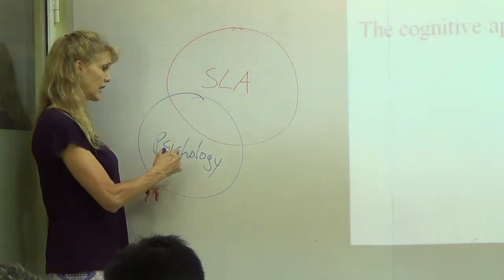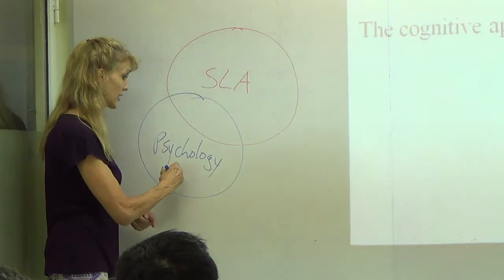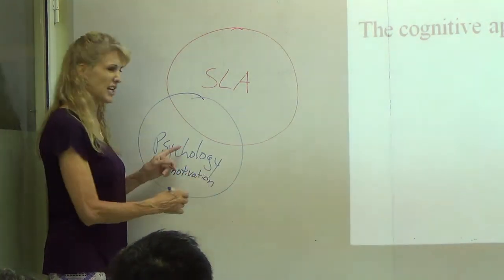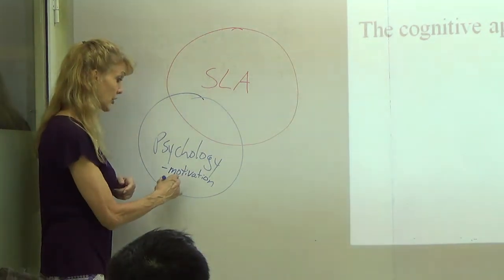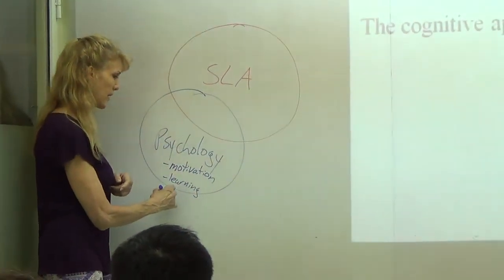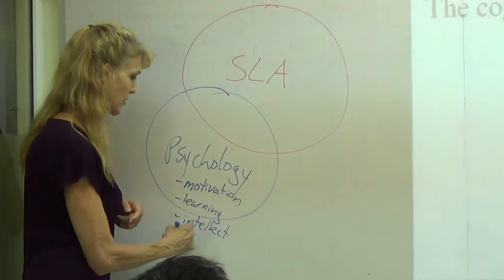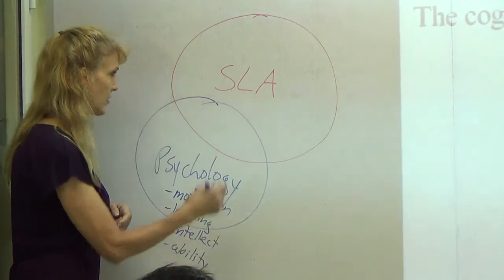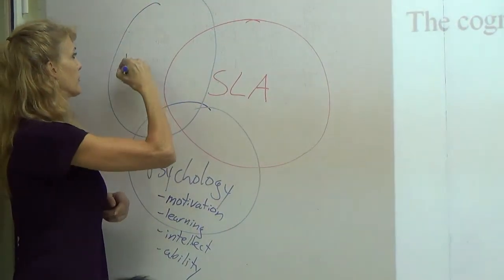Okay. So inside psychology, we have a lot of components, right? So if you're interested, if you're motivated, right? So inside psychology, we can look at so many things, right? We can look at learning. Ability. Capability. Okay. So maybe intellect, right? Or ability. So linguistics, maybe it overlaps with psychology a little bit.